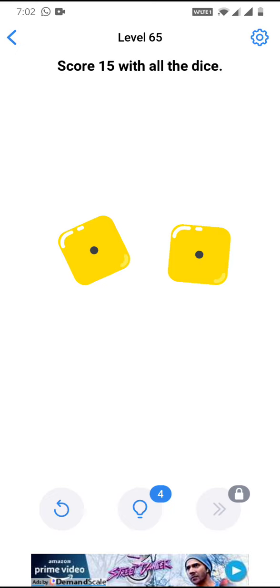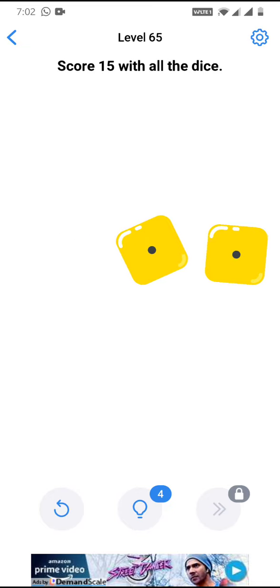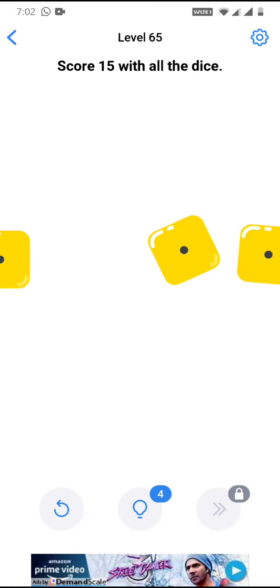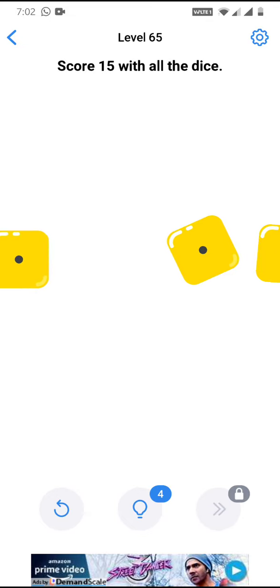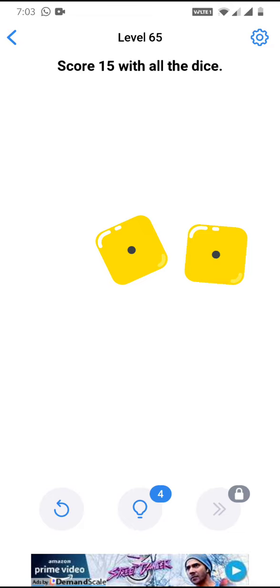Score 15 with all the dice, but we can see there are only 2 dice present. So swipe to the right to see 1 dice that is present on the left. And just start tapping on the dice.